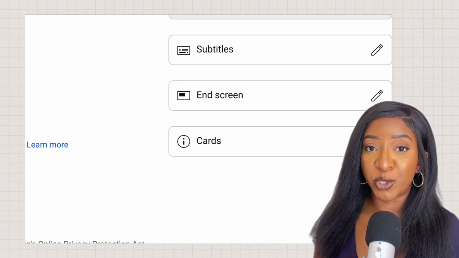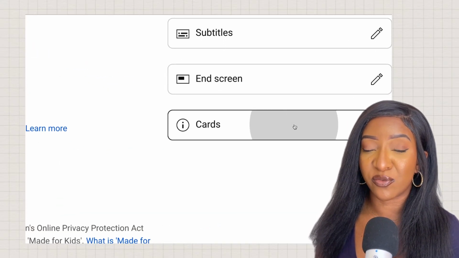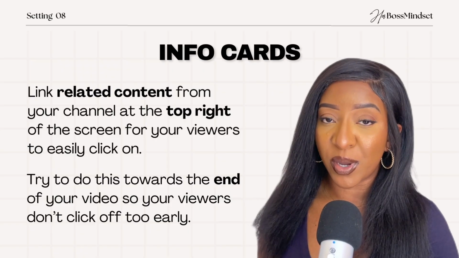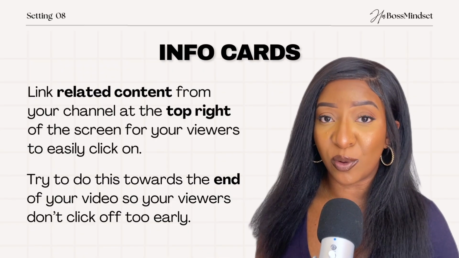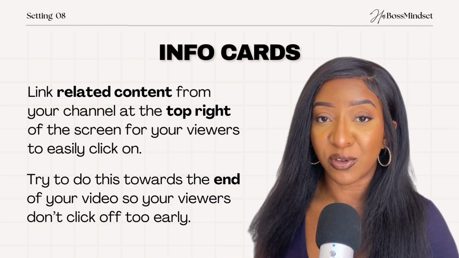All right, finally, setting number 8 is the info card setting. You know those clickable pop-ups that pop up in the right corner of videos, just like this? Yes, those. You need to be adding those in your videos. This is your opportunity to link related videos from your channel in your video. I would recommend you do this towards the end of your video because you don't want people getting distracted and clicking off your video.